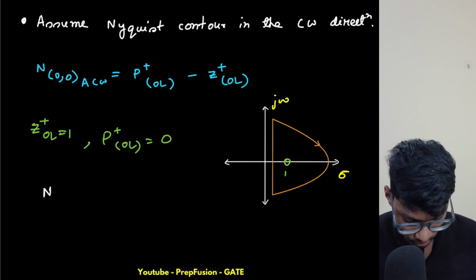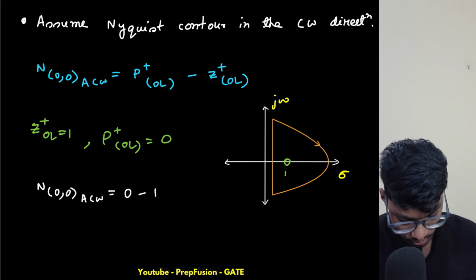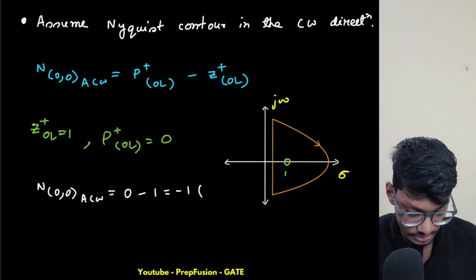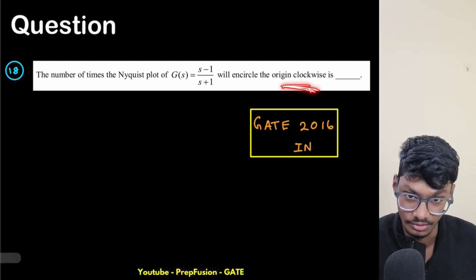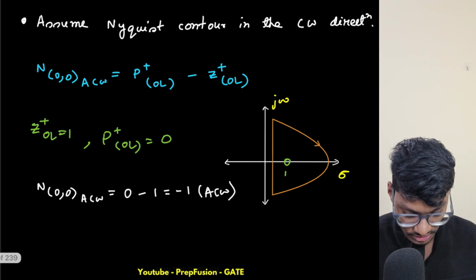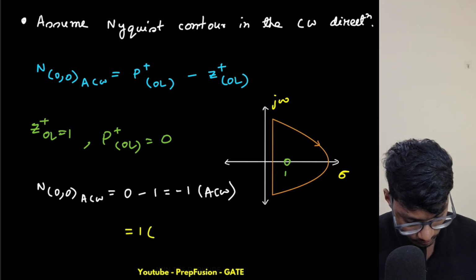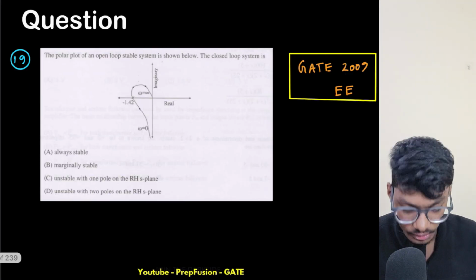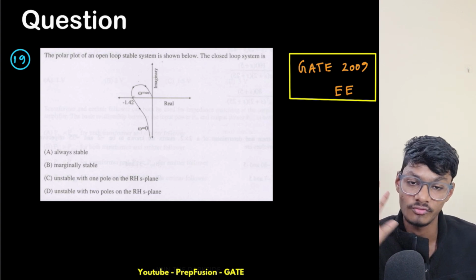So N(0,0) anti-clockwise is 0 minus 1 equals minus 1. So it is minus 1 in the anti-clockwise direction. But the question asked for the clockwise direction, so obviously minus 1 anti-clockwise means 1 clockwise. Very simple question. So you can solve a Nyquist question in seconds, if you have to find it from the plot.